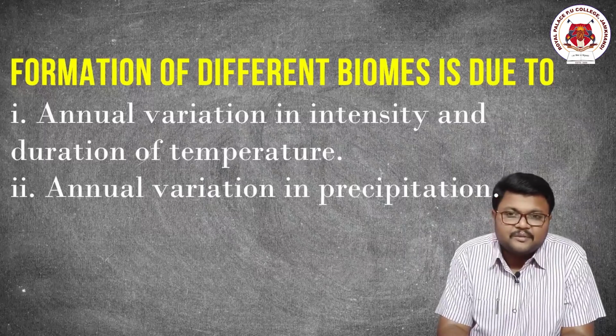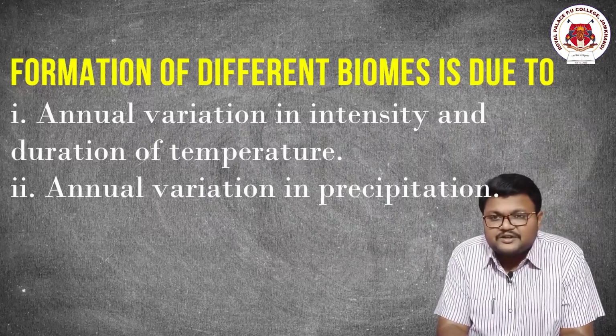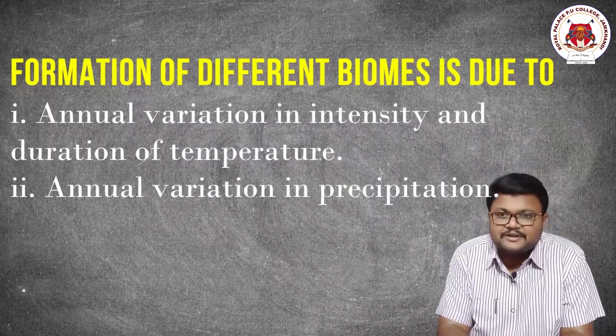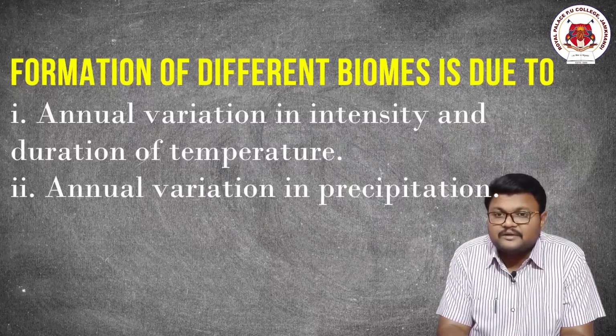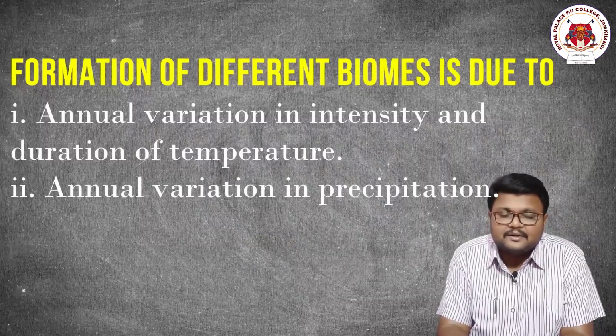So we have to remember and understand these 2 points: the annual mean temperature is not the same and the annual mean precipitation is not at all the same. That's why different biomes have been and will be created on this planet Earth.